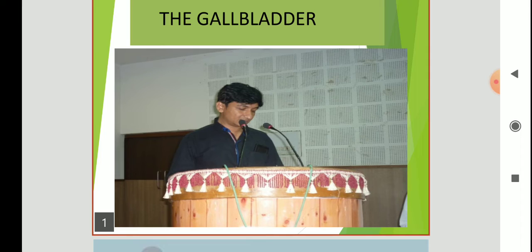From the clinical point of view, a patient can have cholecystitis pain, especially in cases of cholelithiasis. So we'll be dealing with important topics under this: cholecystitis, acute and chronic, and then cholelithiasis, the types of gallstones. Before we go into the subject proper, we'll have a brief introduction into this particular organ, the gallbladder.